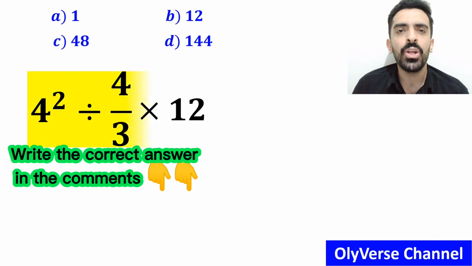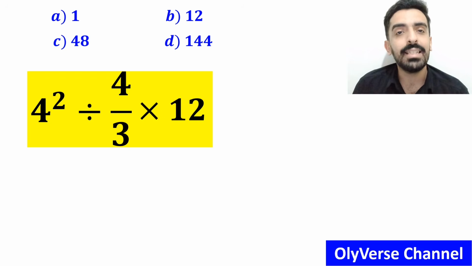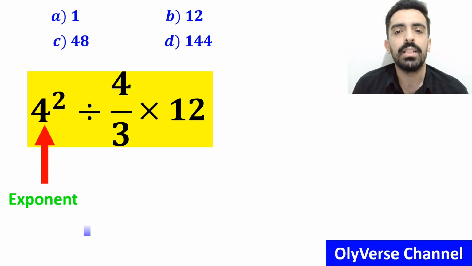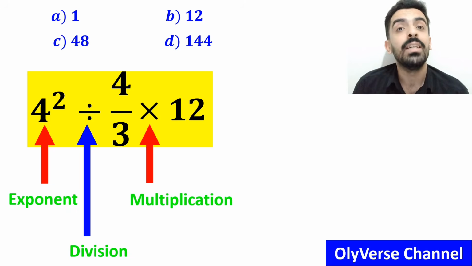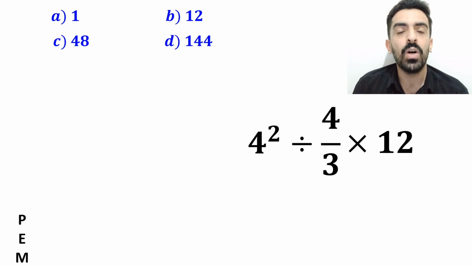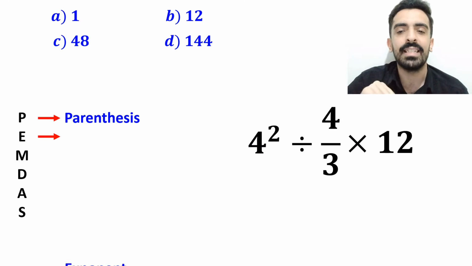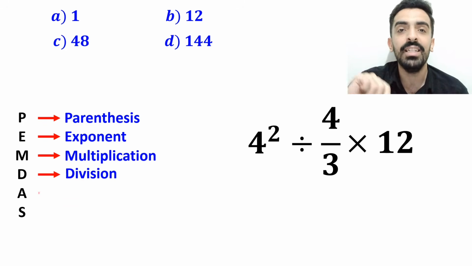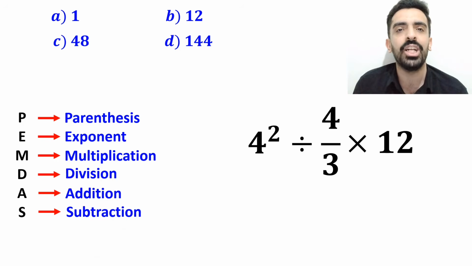Alright, now let me walk you through step by step how to solve this expression properly. As you can see on the screen, in this expression, first we have an exponent, then a division sign, and finally a multiplication. To solve this question, we must follow the PDMAS rule. In this rule, P stands for parentheses, E stands for exponent, M stands for multiplication, D stands for division, A stands for addition, and S stands for subtraction.